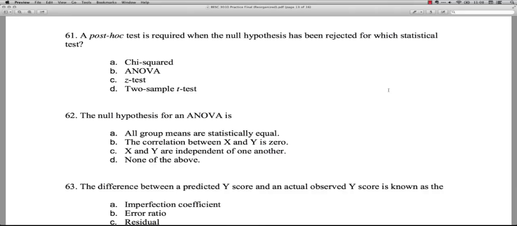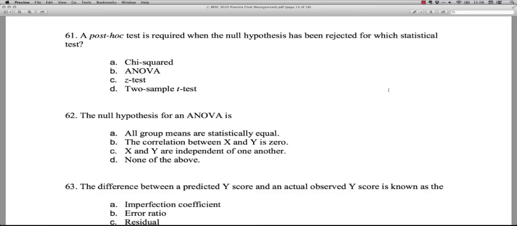61, a post hoc test, that means after the fact. A post hoc test is required when the null hypothesis has been rejected for which statistical test? A, chi-squared, usually not. B, ANOVA, that means analysis of variance, yes, because with the analysis of variance, you can compare the means of, for instance, three or four or five groups all at once. And the analysis of variance simply tells you that there is a difference somewhere in the mix. And so it tells you, yes, there's a difference. Then you have to do the post hoc test to find out exactly where the difference is and to do a statistical test on that one. So B, ANOVA, or analysis of variance, is the correct answer.